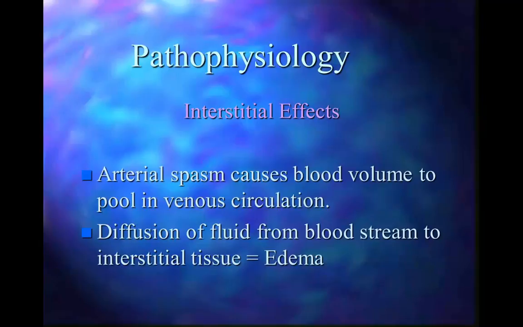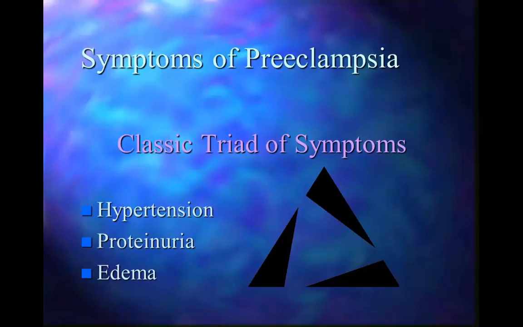Lastly is the interstitial effects. The arterial spasm causes the blood volume to pool in the venous circulation, and then you have diffusion of fluid from the bloodstream to the interstitial tissues, causing edema. So what we have is this classic triad of symptoms with preeclampsia. You have the hypertension, proteinuria, and edema. You must have all three of these.